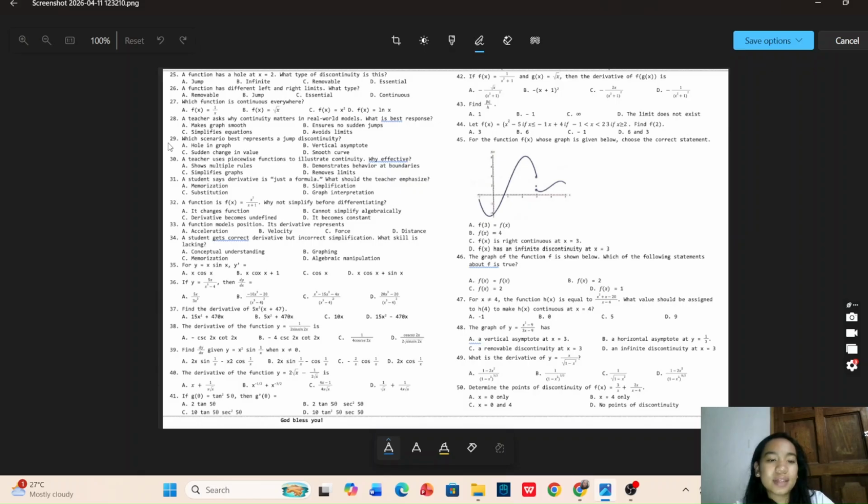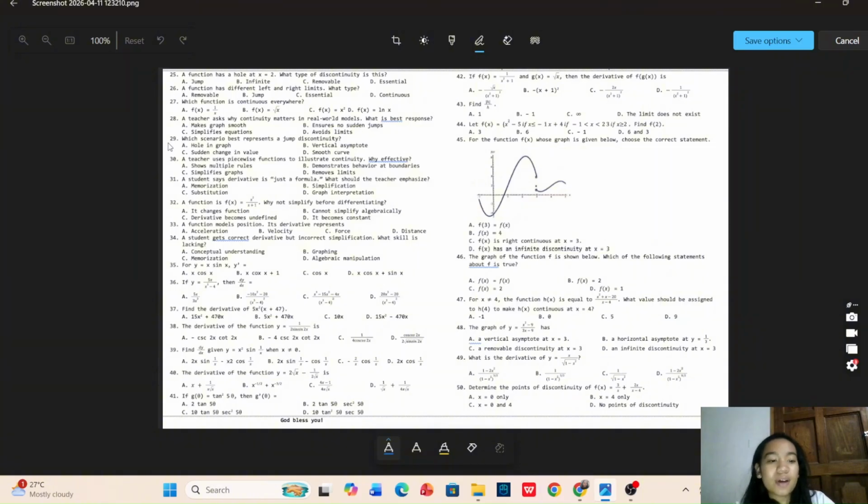A student says a derivative is just a formula. What should a teacher emphasize? So among the choices, the correct answer for number 31 is letter D. There should be graph interpretation, not just simplification, not just memorization and substitution, but there is an interpretation of the graph. It is not just a formula, but again, interpreting the graph in order to locate whether the graph is continuous or not.